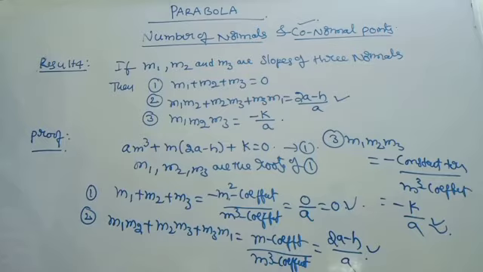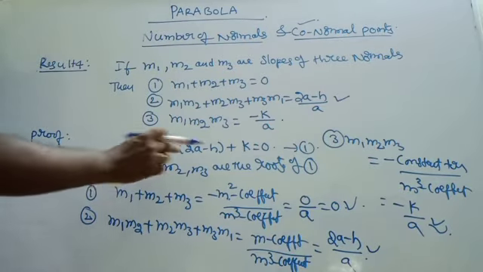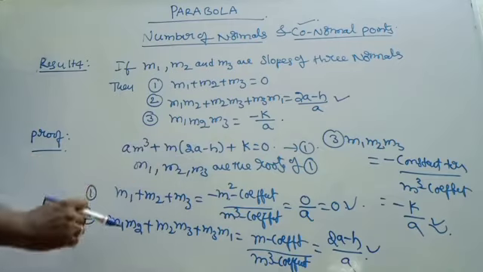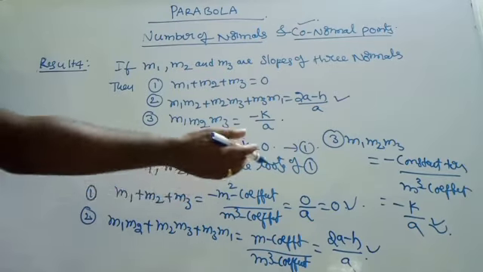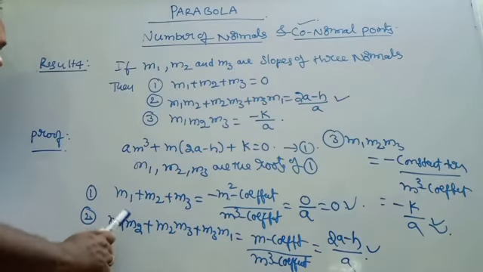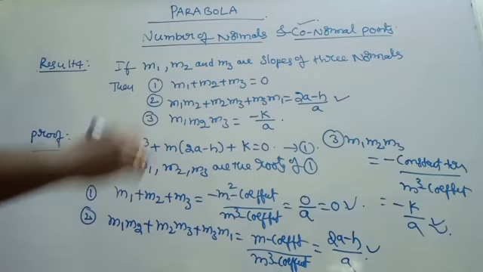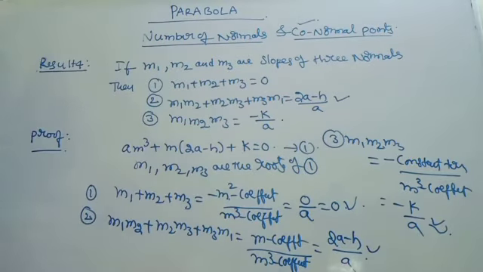If m1, m2, m3 are the slopes of three normals, then they satisfy this condition. How have we got it? We already got a cubic equation, which means it will have three roots like this. The sum of the roots, by this formula, you are getting this, and the sum of the roots taken two at a time is equal to (2a minus h) by a. Now the third one, the product of the roots, is equal to minus k by a, right? In this beautiful way we have got this result, and we can use this in many places.